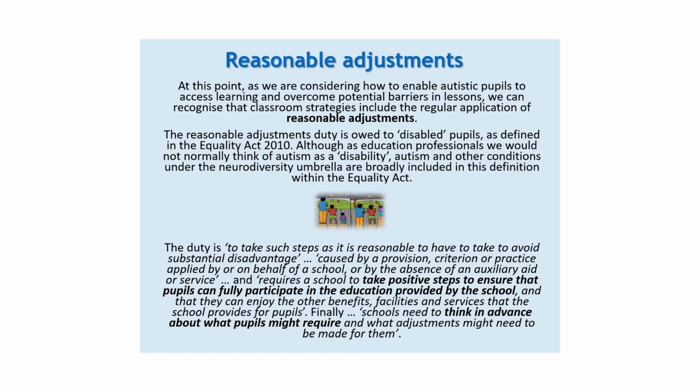The duty is to take such steps as it is reasonable to have to take to avoid substantial disadvantage caused by a provision, criterion, or practice applied by or on behalf of a school, or by the absence of an auxiliary aid or service, and requires a school to take positive steps to ensure that pupils can fully participate in the education provided by the school, and that they can enjoy the other benefits, facilities, and services that the school provides for pupils. Finally, schools need to think in advance about what pupils might require and what adjustments might need to be made for them.